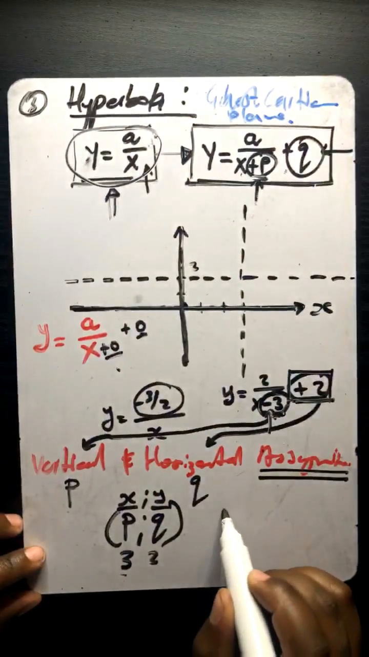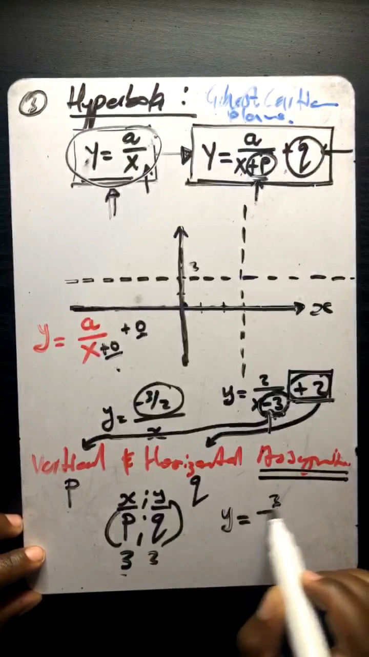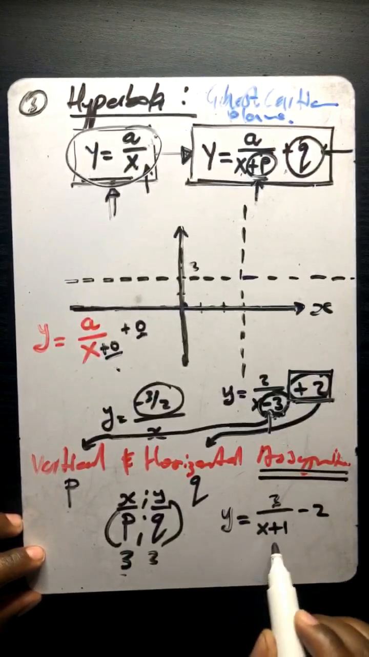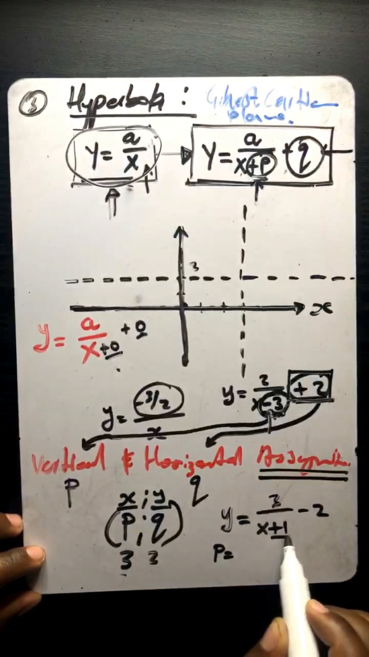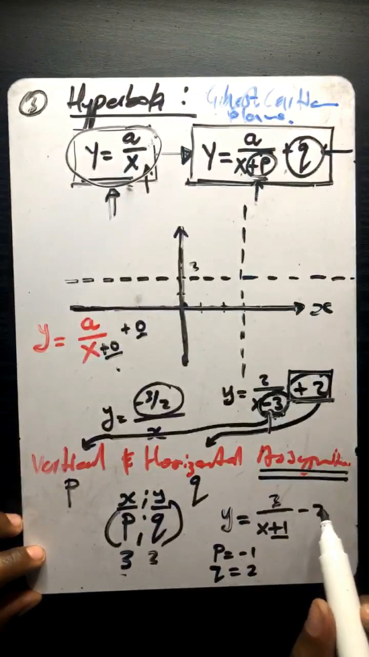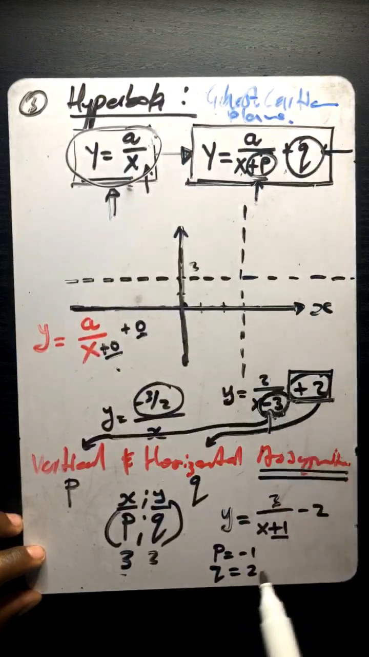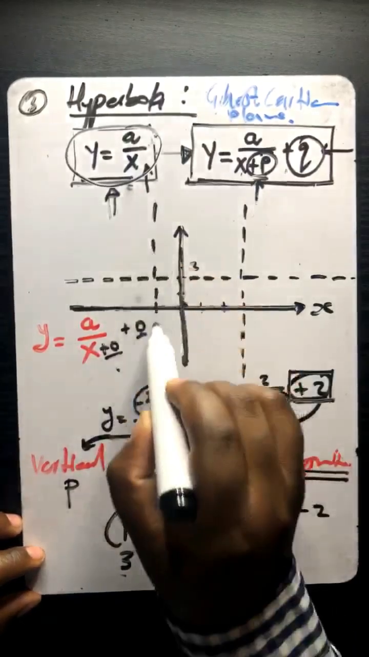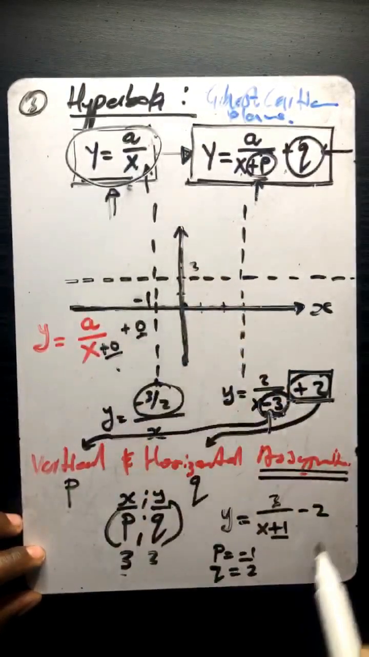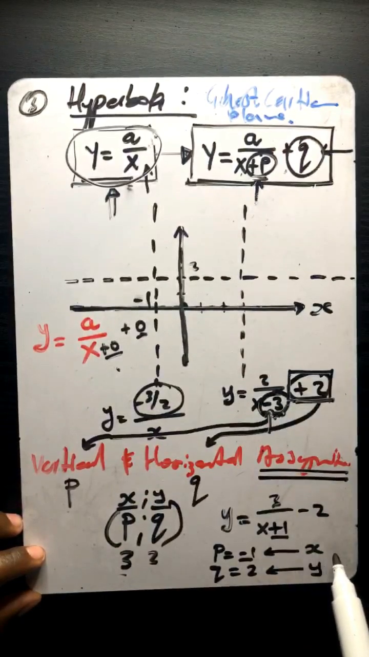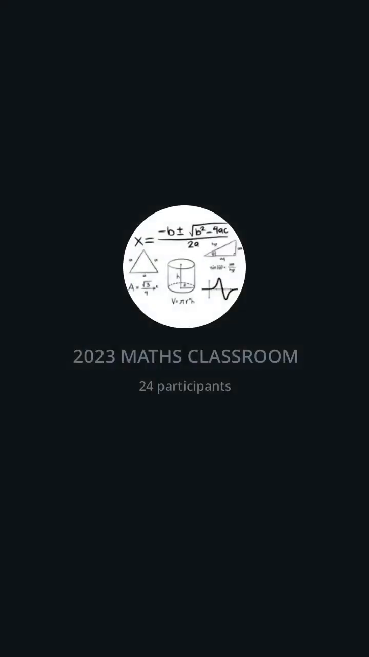But now, if you have y equals, let's say maybe 3 over x plus 1, and then minus 2. That means for the asymptotes, p is going to be in the opposite sign, which is negative, and then q you take as it is, as 2. Then when you plot those asymptotes, you plot this one where x is negative 1. And then this one of 2 is for y, and this is for x.